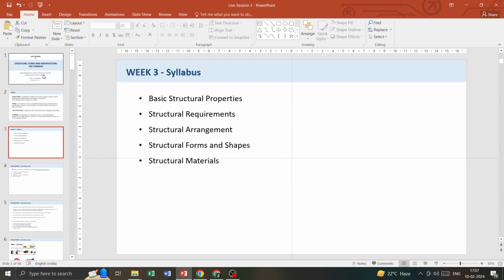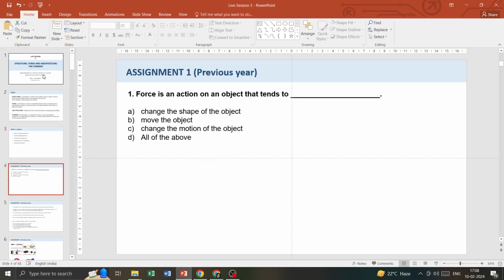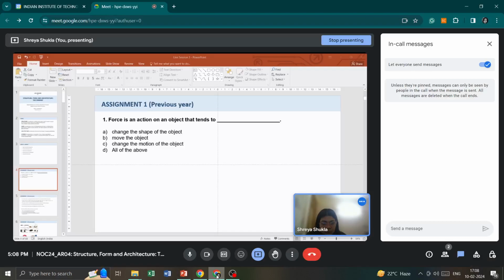The syllabus for week 3 is basic structural properties, structural requirements, structural arrangement, structural forms and shapes, structural materials. So 5 modules were covered, and these were the topics for the 5 modules. It was mostly entirely about structure. Without any further ado, we will start with the questions.